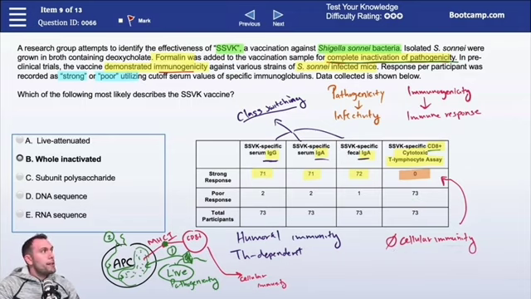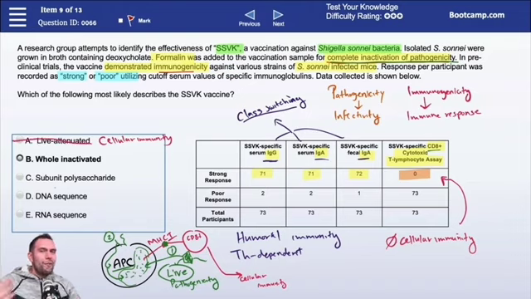Now, live attenuated vaccines, the big difference between a live attenuated, a whole inactivated, and a subunit polysaccharide is that the live attenuated has cellular immunity. And I know that there's probably not any cellular immunity going on, at least that's what's suggested in multiple ways by the question. So it's probably not live attenuated.